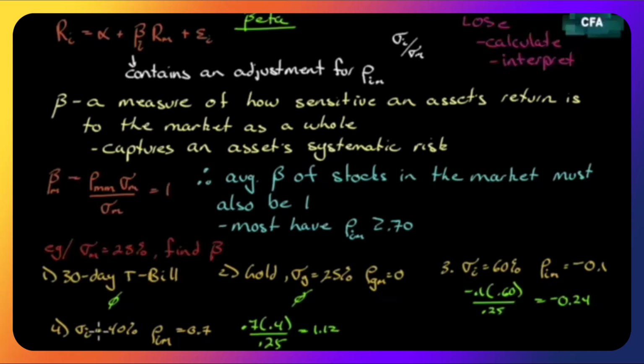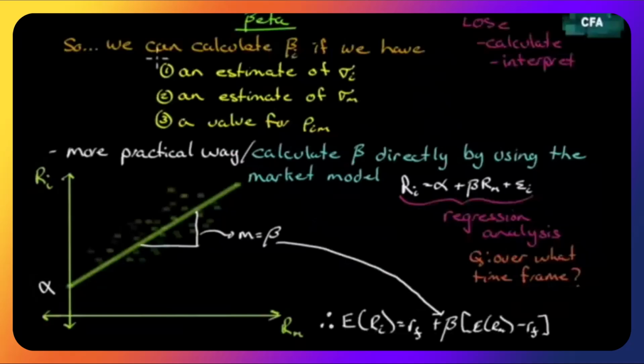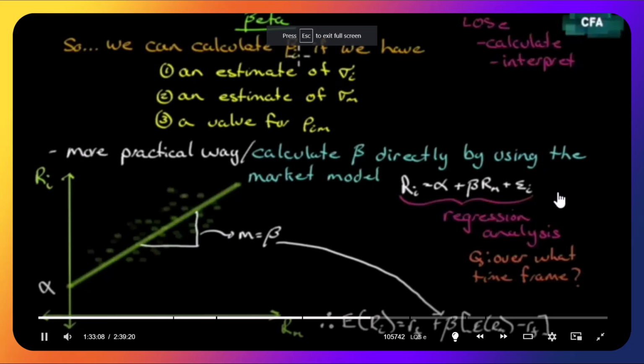So we can calculate a beta if we have, number 1, an estimate of the standard deviation of the security we're interested in; number 2, an estimate of the standard deviation on the market; and number 3, a value for the correlation between the two. So we only need 3 variables to calculate the expected return on any particular asset. We need these 3 to calculate beta. Beta in combination with the security market line will help us calculate the expected return. But that's still a lot of work.